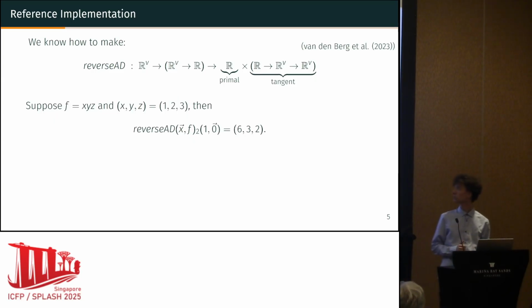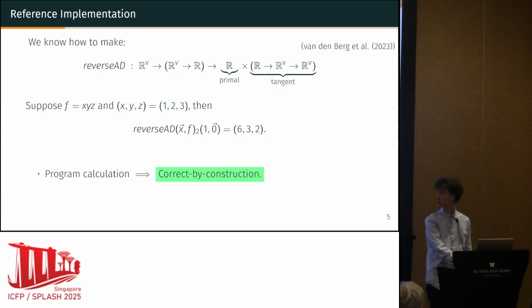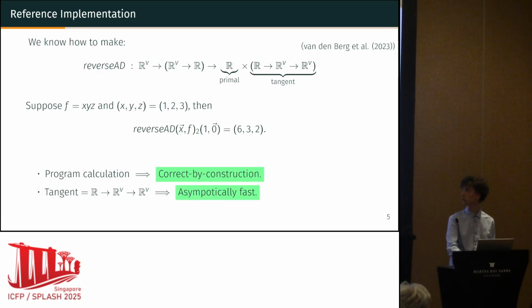But if we use this to take the derivative of xyz at 1, 2, 3, it actually gives us back the derivative in a sort of backpropagator form. And to get the actual derivative out, I have to give it the 1 and 0 vector. But this gives me, obviously, the correct derivative. And because this algorithm is calculated, it becomes correct by construction. And by using this backpropagator form of the tangent, it's also asymptotically fast.